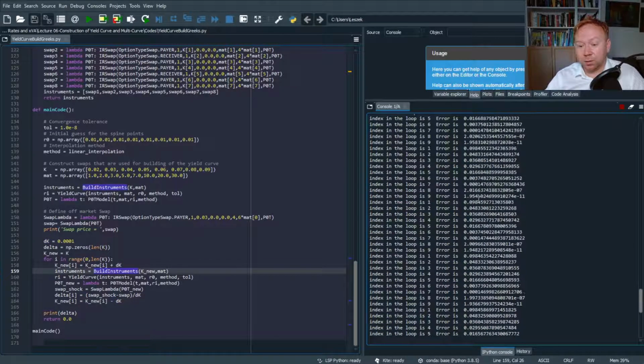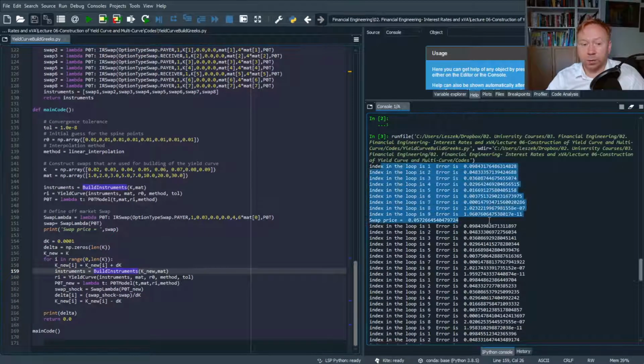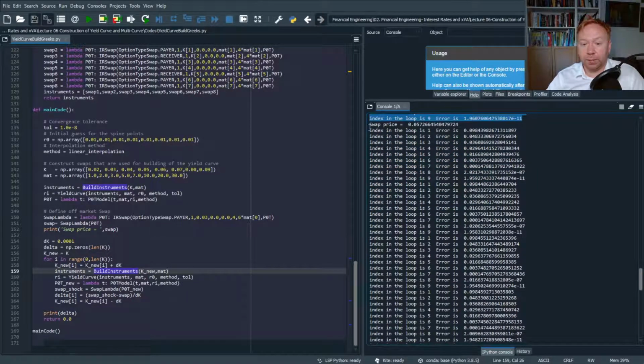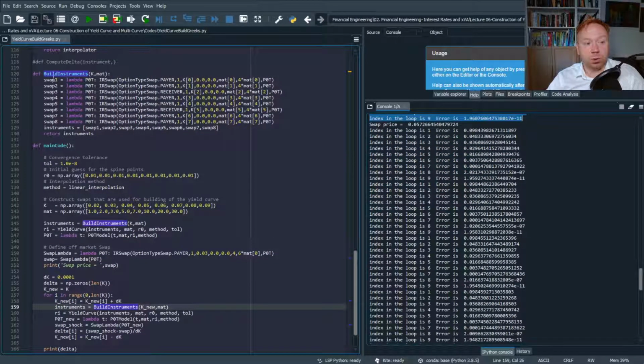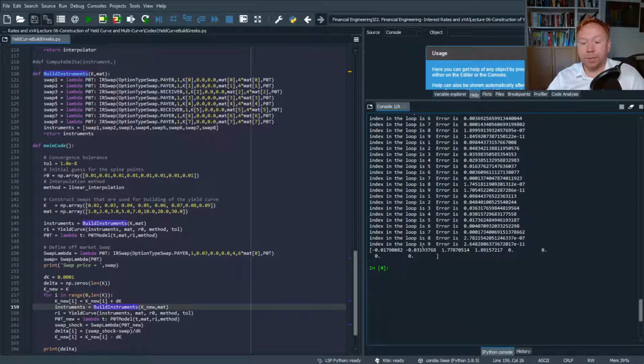You see that it's still rather fast, but we had to do it multiple times. This is the first run where we did only the building of the curve. So we had 9 iterations. And then for each of those shocked instruments, we have to rebuild the curve. So here's the first curve, here's the second curve, and so on. We did it 8 times. And here on the bottom, you can see the delta profile of our swap.